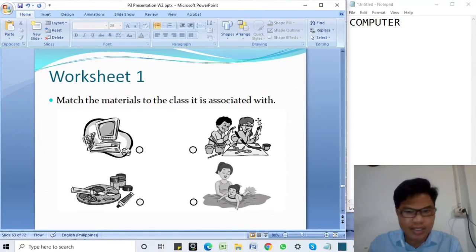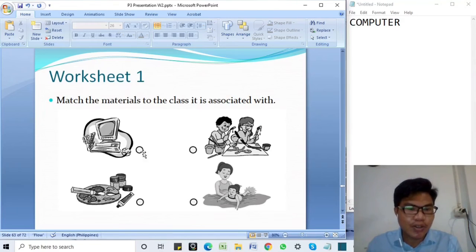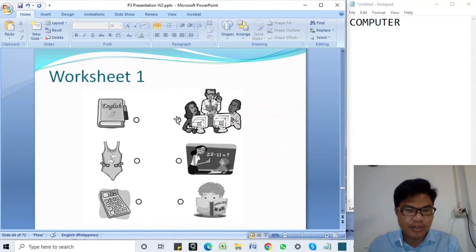So I don't think this is it. No, this is not related to computer. What about this? I think this is the answer, because these students are learning computer and there is a teacher. So what you're going to do is draw a line. You have to connect these dots and draw a line from here until here. That's how you match those photos.